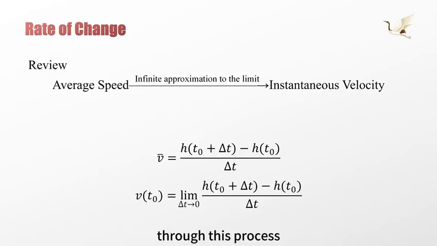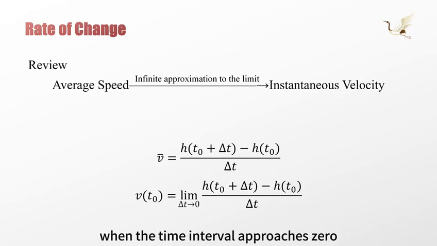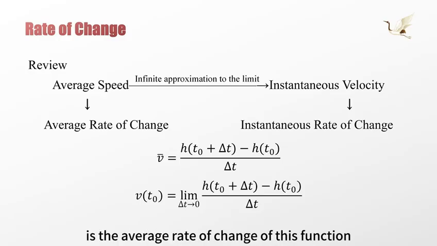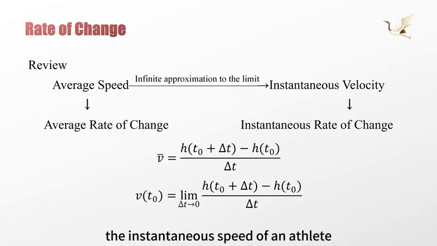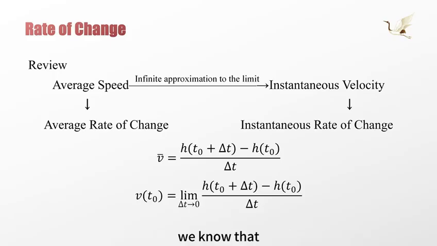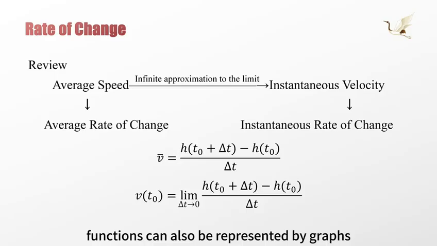Through this process, we realized that instantaneous velocity is the limit of the average velocity when the time interval approaches zero. From a functional perspective, the average speed of an athlete during a certain time period is the average rate of change of this function during that time period. The instantaneous speed of an athlete at a certain moment is the instantaneous rate of change of this function at that moment. We know that functions can also be represented by graphs.